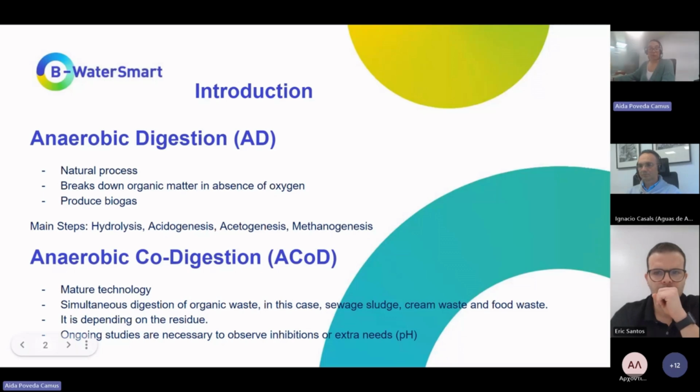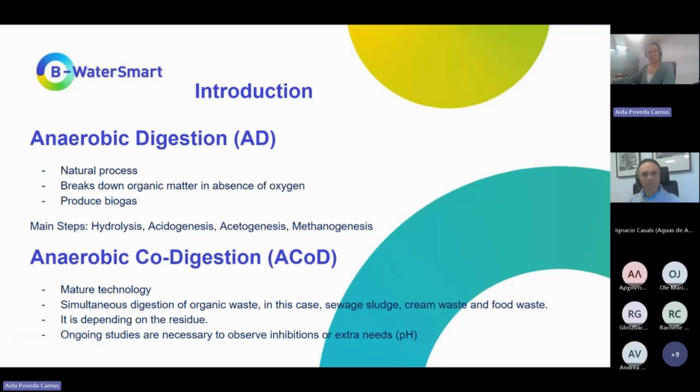First of all, I'm going to explain some key concepts in the training: anaerobic digestion and anaerobic co-digestion. The first of these processes, anaerobic digestion, is the one in which microorganisms, such as bacteria or protozoa, break down organic matter into small molecules in the absence of oxygen and produce biogas. Anaerobic digestion is found naturally as a decomposition process.